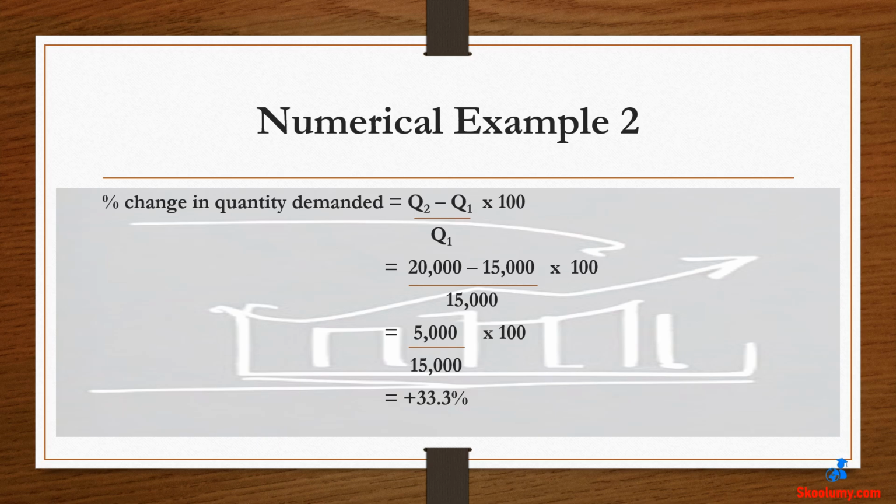Calculating percentage change in quantity demanded. Q2 minus Q1 divided by Q1 times 100. This is 20,000 minus 15,000 divided by 15,000 times 100. The answer is plus 33.3%.